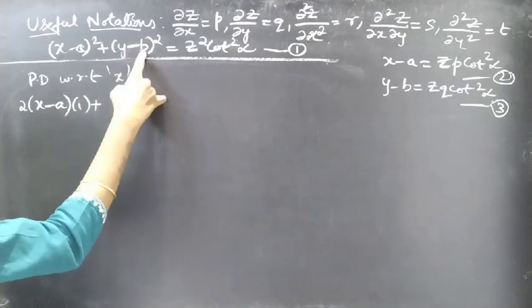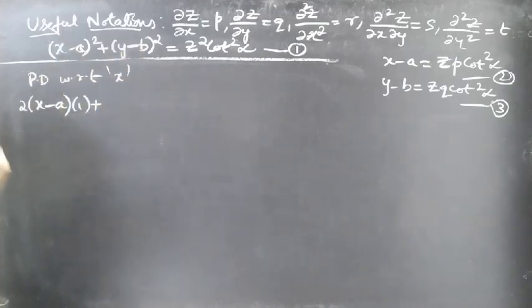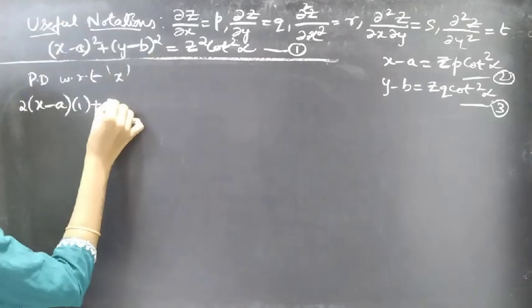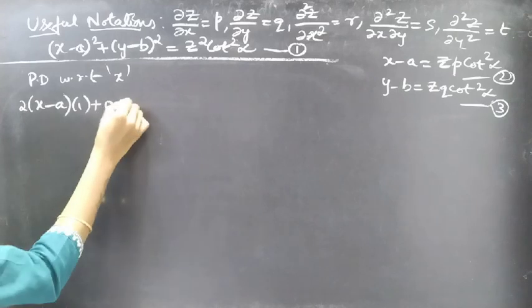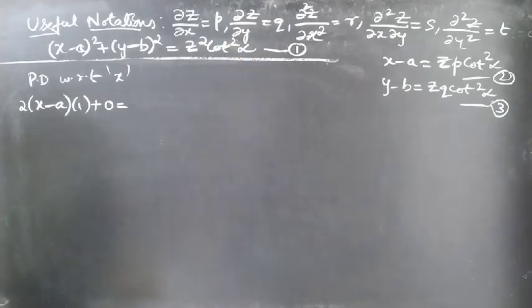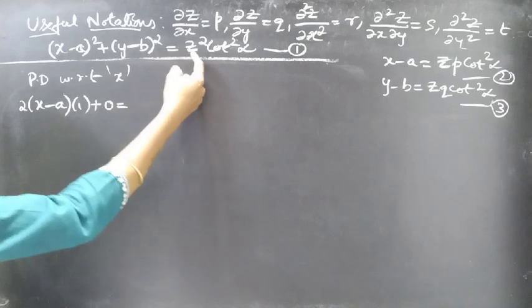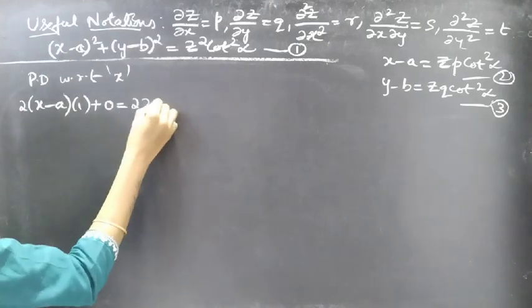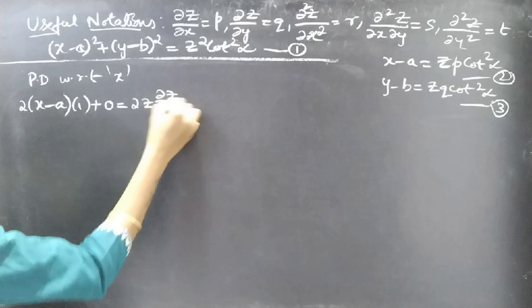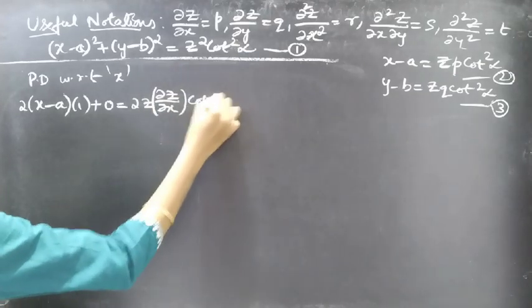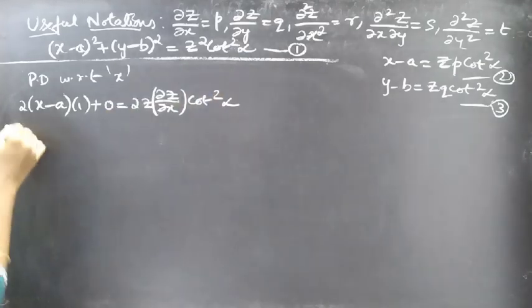Here y and b both are constants because we are partially differentiating with respect to x, right? So the partial derivative of (y minus b) whole square with respect to x is 0, equal to the partial derivative of a constant, cot square alpha, let it be. Now partial derivative of z square with respect to x is 2z into inner derivative dou z by dou x, into cot square alpha, right?